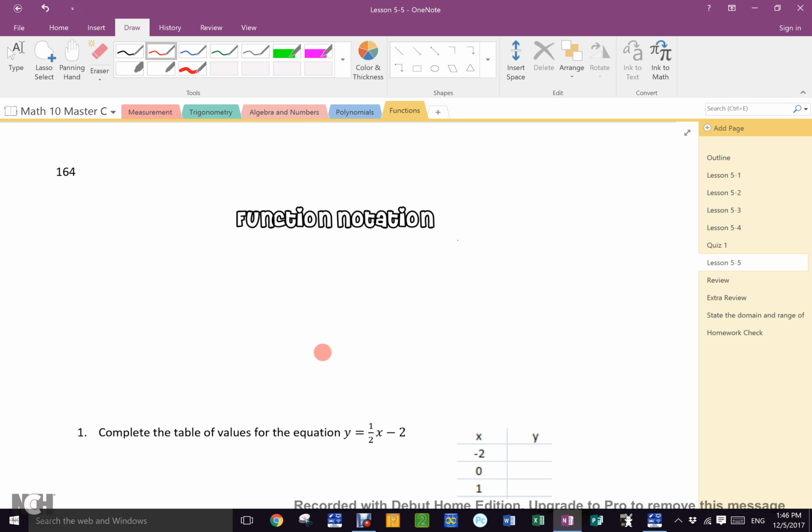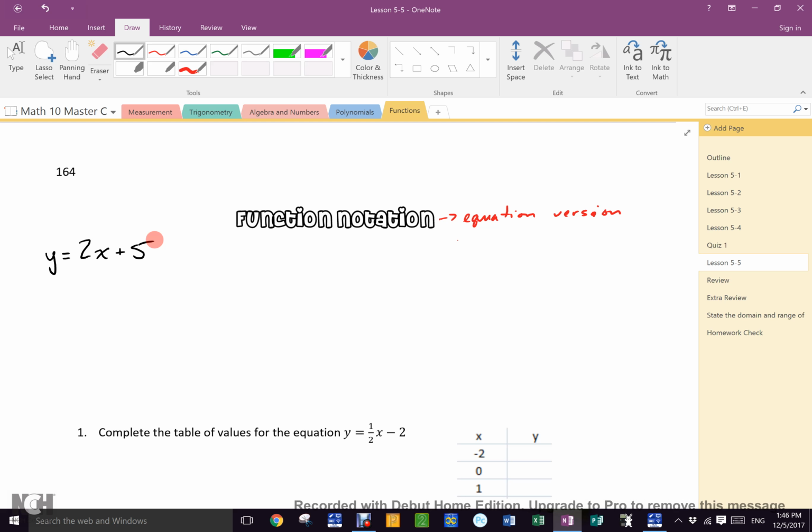Graph, words, table of values, equations, and I'm missing one. Ordered pairs. Right? Okay. Function notation affects only the equation version. All right? So, if I write this, y equals 2x plus 5, you guys should be able to tell me a bunch of stuff about that.